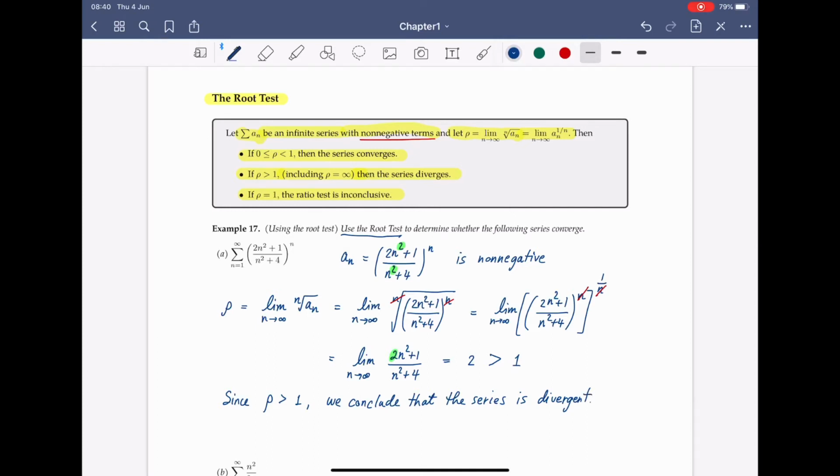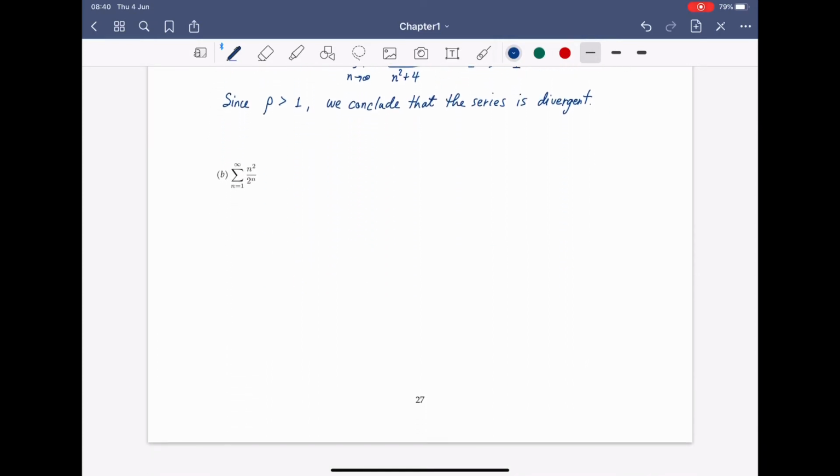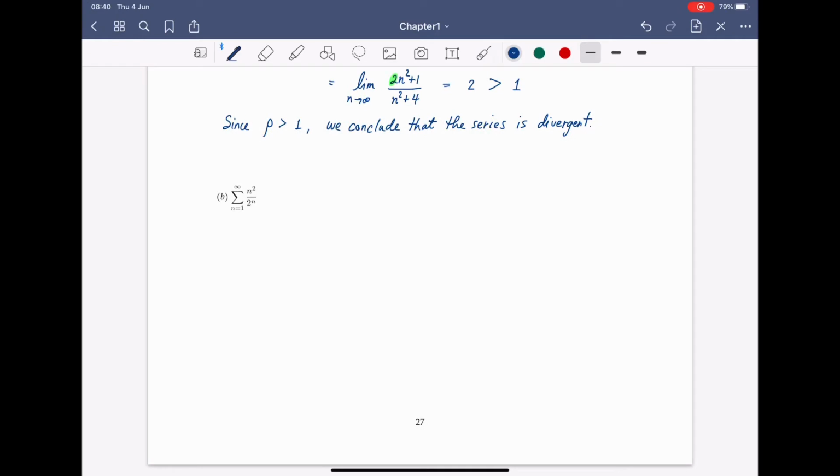All right, next, part B. So let's do this question. For this question, we're going to let a_n be n squared over 2 to the n, right? And this thing is always non-negative, so that is good.